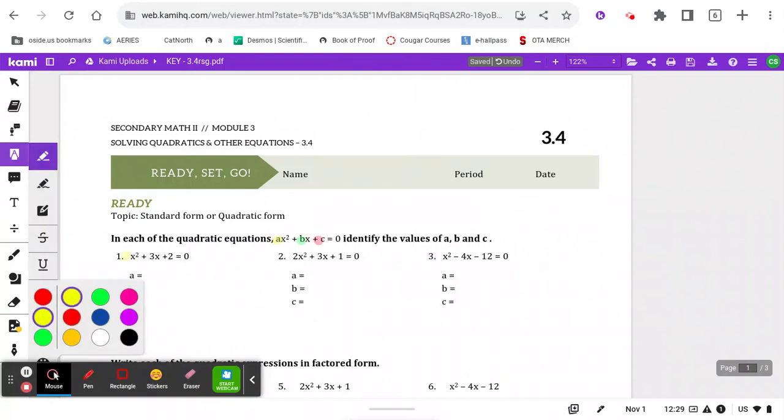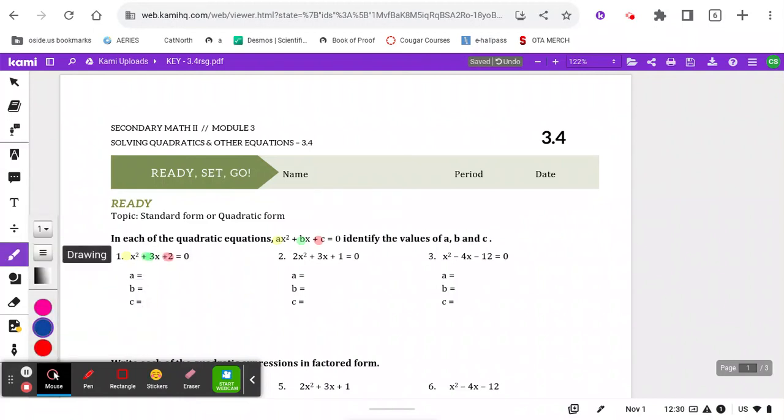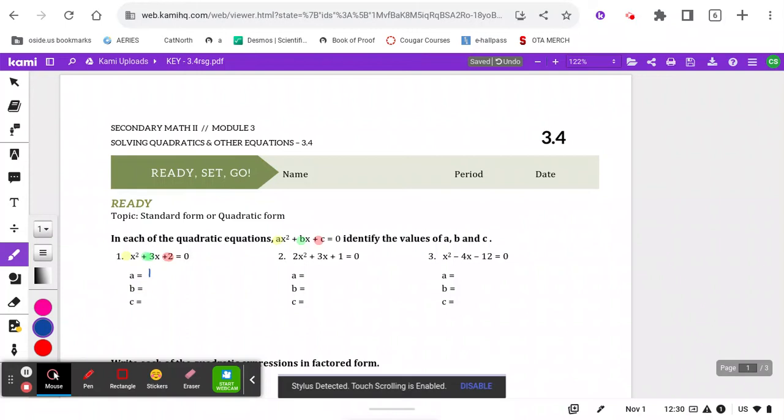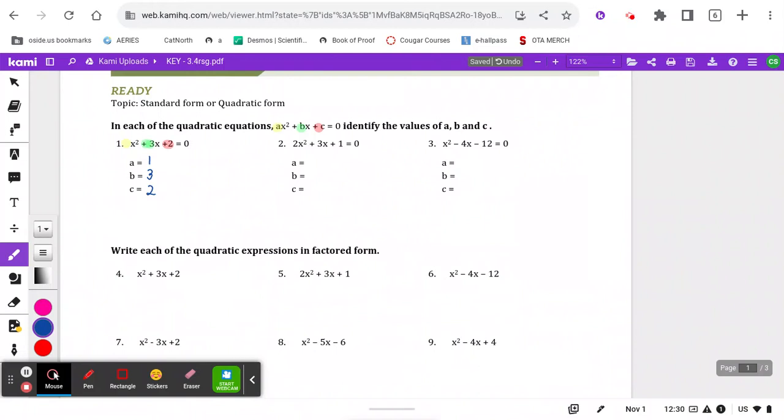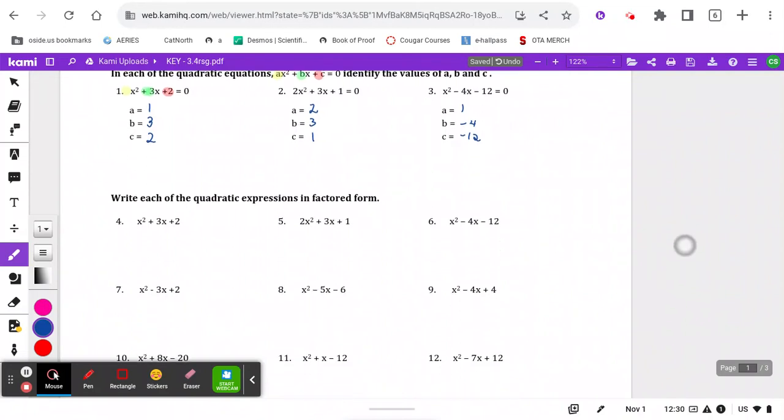So the A is always the coefficient to the x squared, the number in front. Notice it's an invisible 1 here. The B is the number that's in front of the plain x, and the C is the constant at the end. So we're just identifying A, B, and C in this one. So A is 1, B is 3, C is 2. A is 2, B is 3, C is 1. A is 1, B is -4, C is -12. So this is just a quick, how do I find A, B, C to get us ready for the formula that's coming.